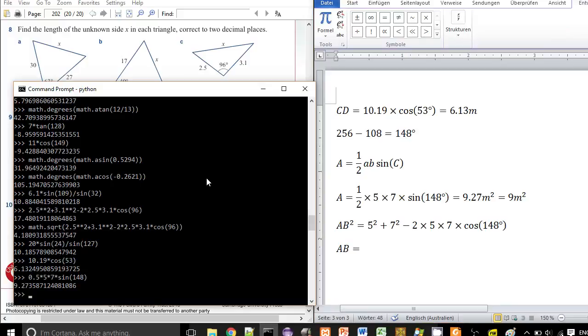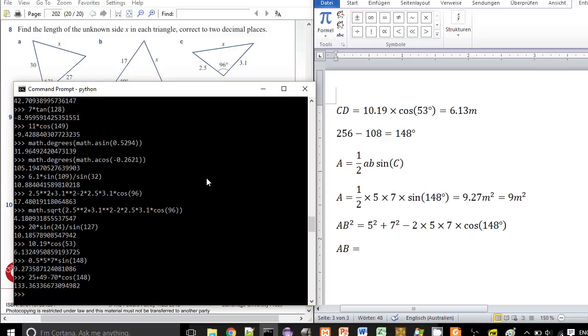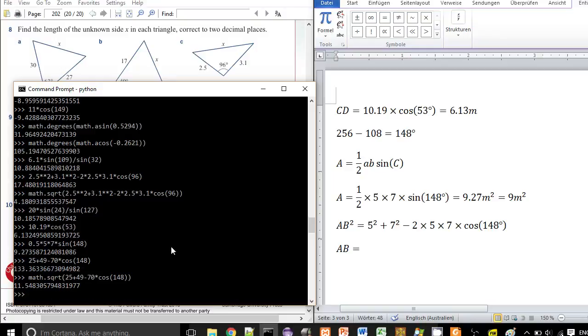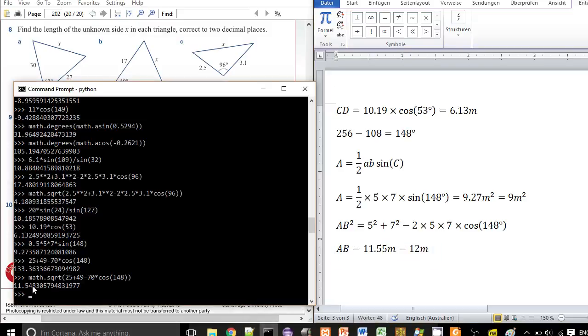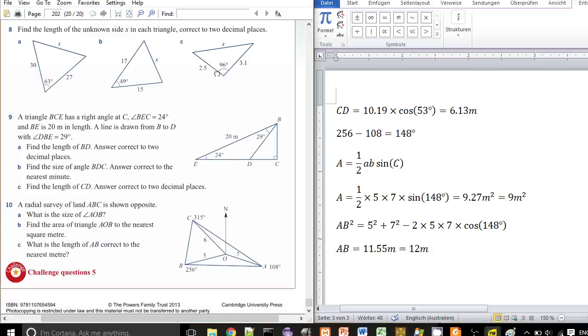So I'm going to do 25 plus 49 minus, so 10 times 7 will be 70. I'm just taking some shortcuts, but it's the same thing. That number, and then I'm going to square root it. You can do this all in one step. I'll just try to show you. So 11.55. What did it say? To the nearest meter will be 12 meters. Okay. I'm just doing it to 2 decimals. Let me check, did I round? Yep, but anyway, they want nearest meters, so 12 meters.